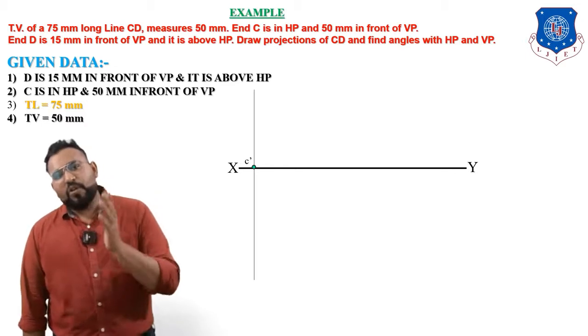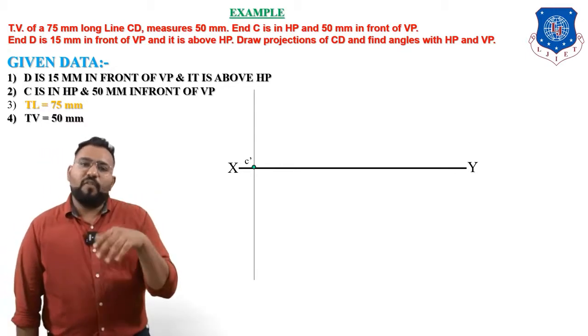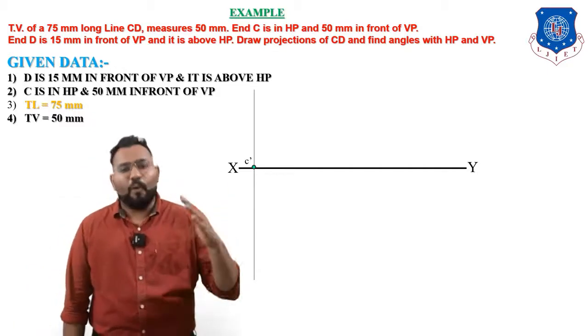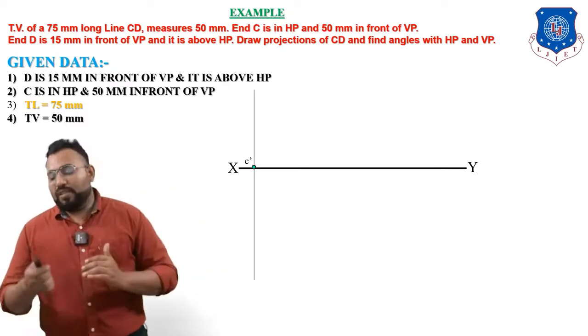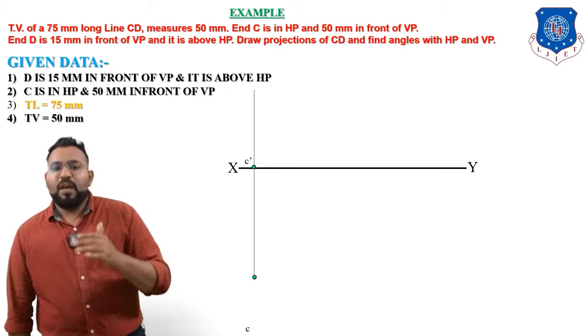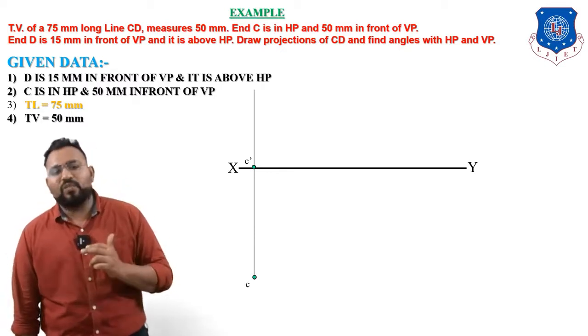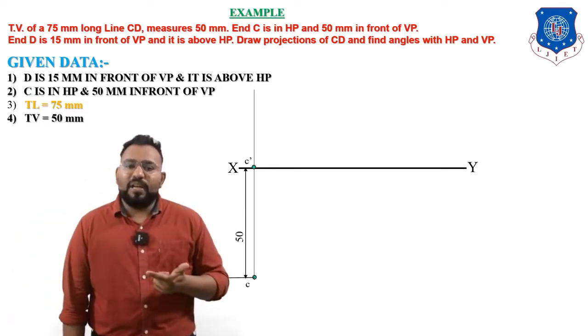So C dash is going to be on the XY line, and 50 mm in front of VP. So top view is 50 mm below the XY line. So point C is going to become 50 mm below XY line. So what you will do? Yes, the position of point C will come exactly 50 mm below XY line. So draw an extension line and, using the align method, give the dimension.